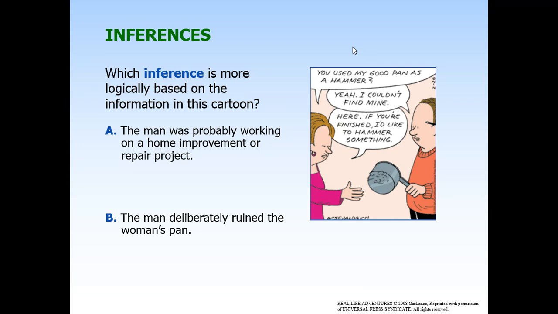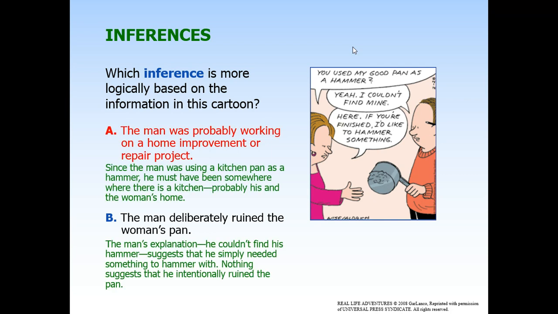Well, if we look here, and again, he says that you used my good pan as a hammer. She asked him that. And he says, "Yeah, I couldn't find mine." So he's obviously looking for a hammer, and he found the thing that he could find most. So if we look at B, that the man deliberately ruined the woman's pan, it's not that at all. Nowhere does it give us the clue that he intentionally and purposely wanted to ruin her pan. It was just he needed to find a hammer, and he couldn't, so he found the next best thing. So the most logical inference is A, the man was probably working on a home improvement or repair project. And that is why we're choosing A.